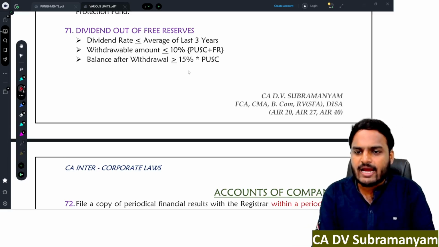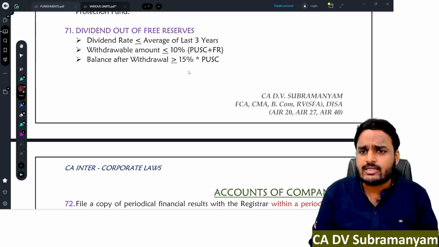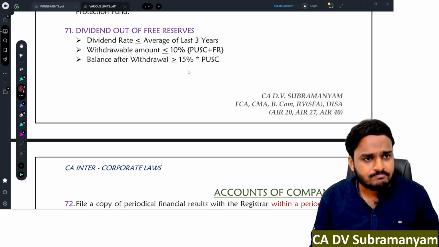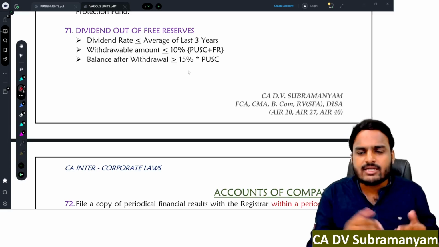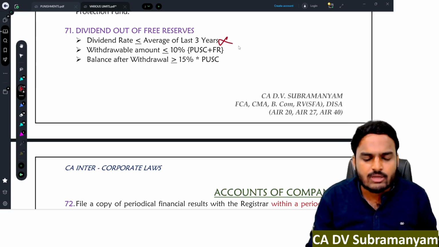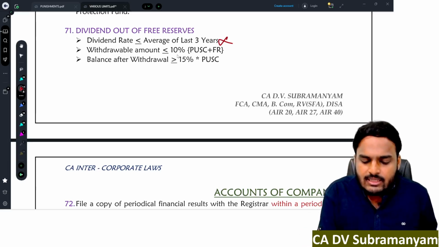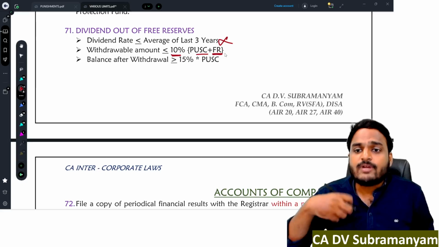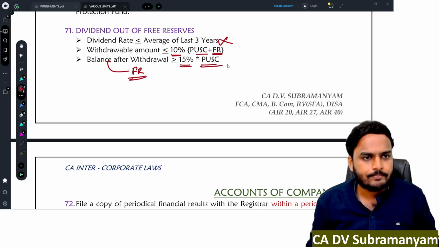Next one, dividend out of free reserves. Current year profits are not adequate. In that case, company can declare dividends out of free reserves. In that case, the dividend rate shall be less than or equal to average of last 3 years dividend rates. Last 3 years company didn't pay any dividend, then this condition is not applicable. Maximum withdrawable amount from the reserves is 10% of paid up share capital plus free reserves. And after withdrawal, the balance in free reserves shall be minimum 15% of paid up share capital.